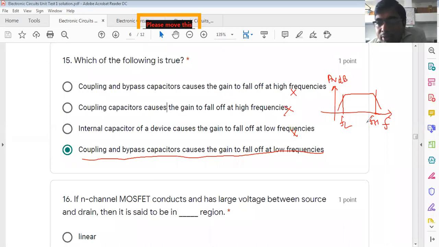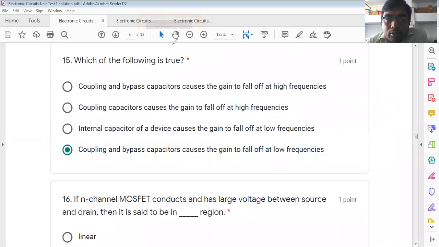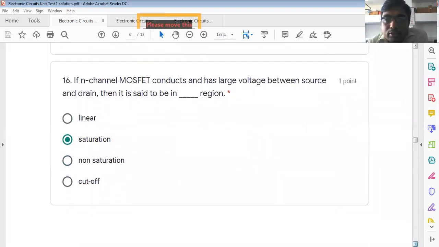And the upper cutoff frequency depends upon what? It depends upon the internal capacitors, junction capacitors, and wiring capacitors. Okay, so this was the 15 number question. Now come to 16. We now proceed to the second unit questions.